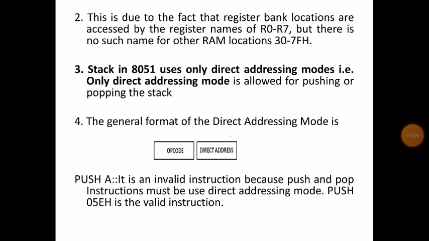So the stack will use only the direct addressing modes for pushing or popping operations. And the general format of the direct addressing mode is opcode followed by direct address. PUSH A is an invalid instruction because push and pop instructions must use direct addressing mode. PUSH with some 8-bit address is the valid instruction.